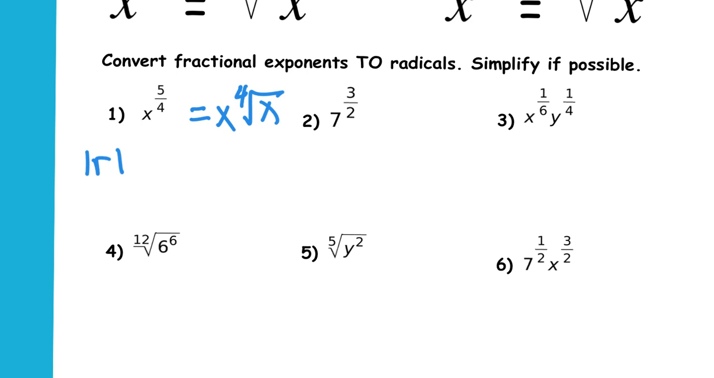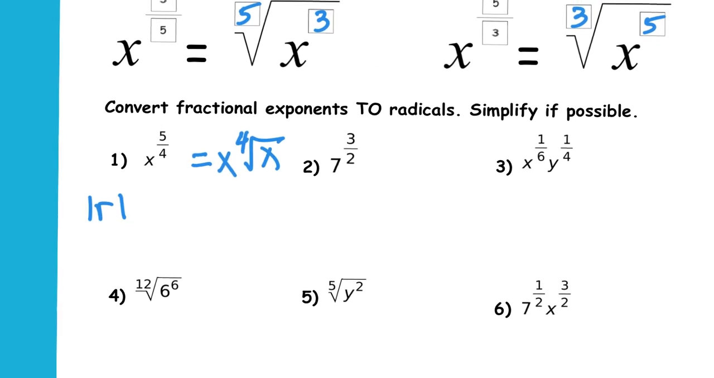Okay, so the next one goes 7 to 3 halves. So this would be, 2 goes into 3 how many times? Once, with a remainder. So that means I'm going to have one 7 on the outside, and I'm going to have one 7 on the inside. Oh, I don't know why I wrote that 2. Ignore that 2. You do not need to write the 2.